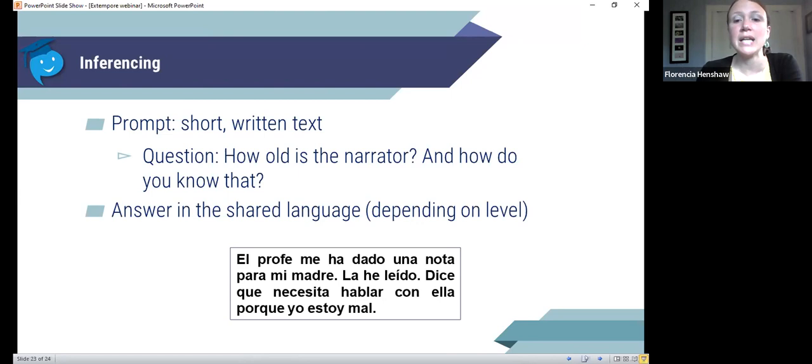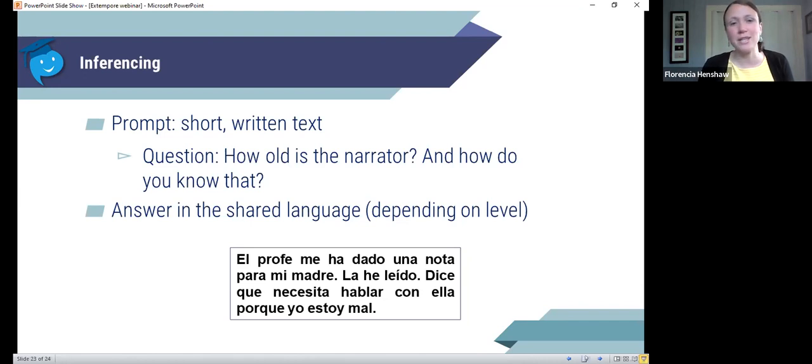And they can answer in the shared language, most likely, depending on the level. So if you work with heritage speakers, for example, it's quite possible that they can answer in the shared language or in the target language or a mix of both. For most students, I would prefer to hear the reasoning in the shared language. They can tell me their thought process or what things they're noticing from the text. And you can go to other places from here, right?